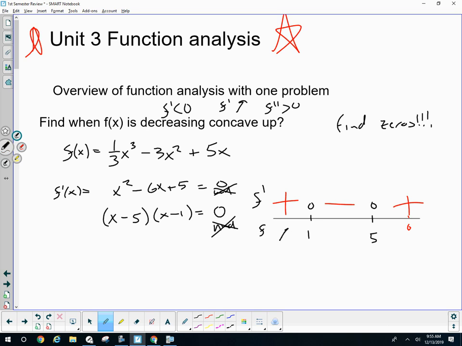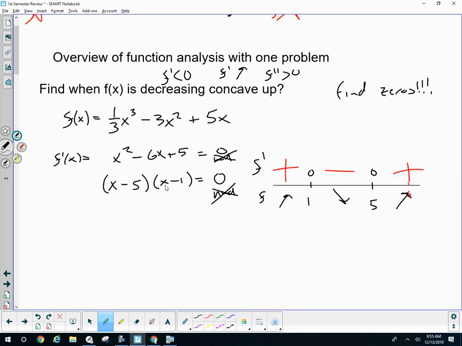f is going to be going up because f prime is positive. f is going down. f is decreasing because f prime is negative. f is increasing after 5 because f prime is positive. We will go one step further to analyze the concavity by looking at a second derivative. My second derivative is 2x minus 6.